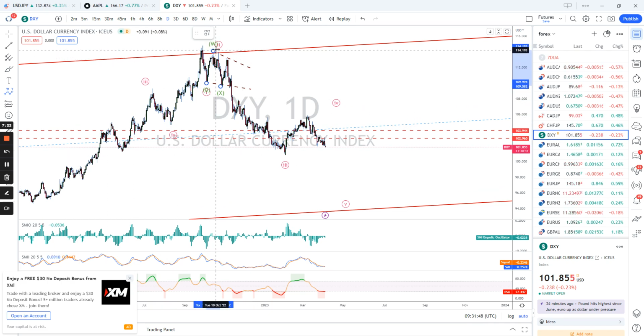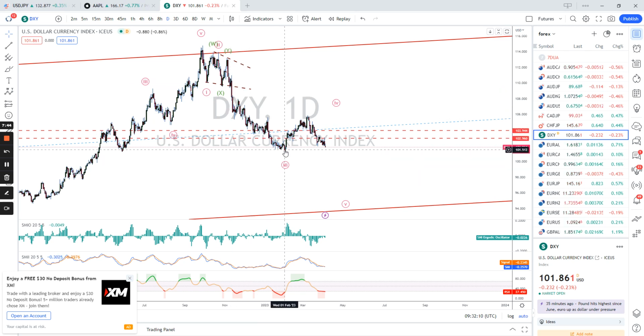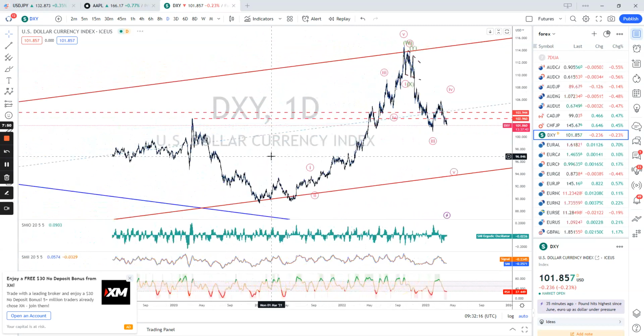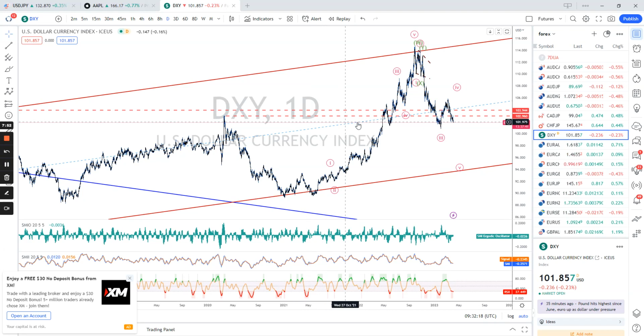So here you had a usual consolidation in the second wave, and then an extension with a break below 109.5 to the downside in the most, let's say, violent and the longest third wave. So we have reached a strong downside support here.